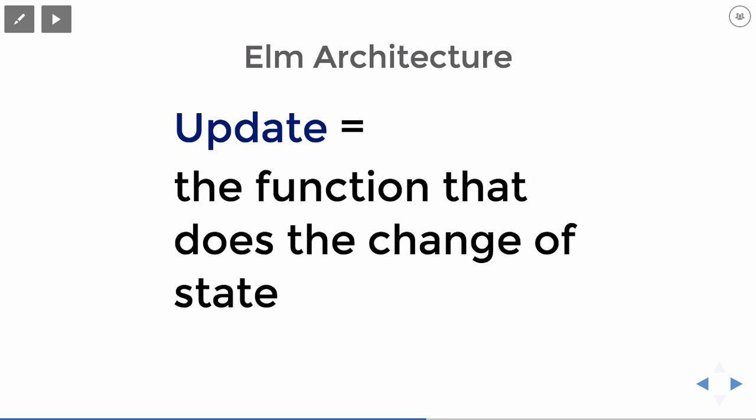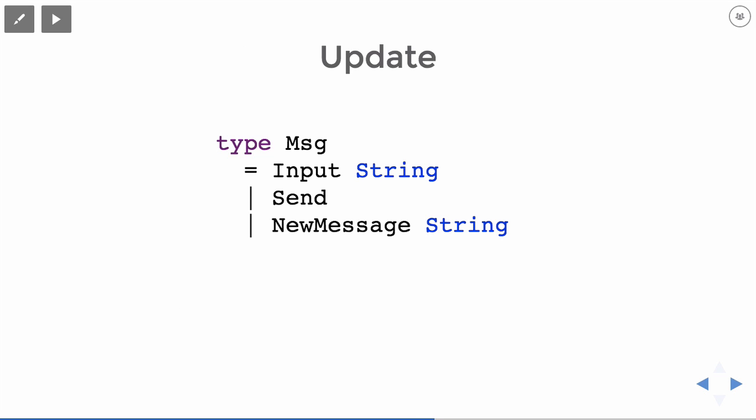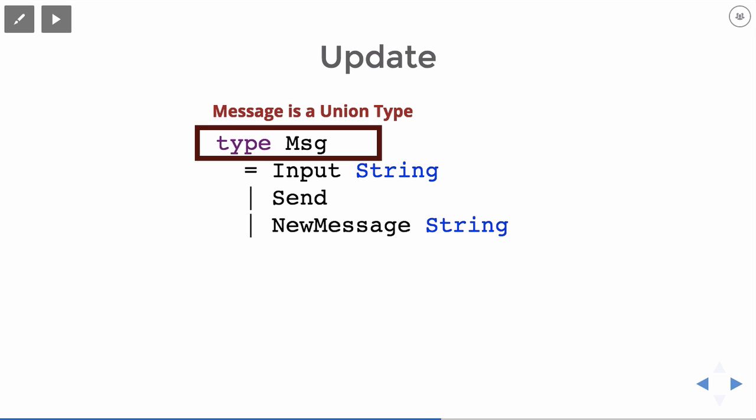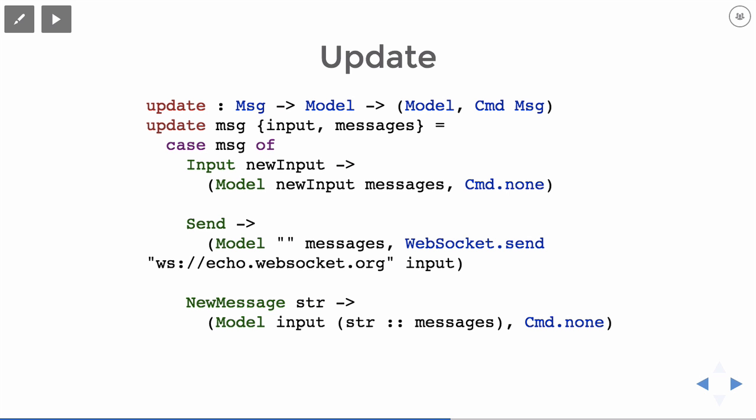So then update, the function that does the changing of the state. So this is a type Msg. This is the sort of actions you can do in your program. You can have a string input, you can send, and you can have a new message string. So Msg, as you probably remember from before, is a union type. And now this is the update function. It always follows this kind of pattern. So it takes a message, it takes a model, which is the record we saw before, and then it returns a tuple with model and effects.